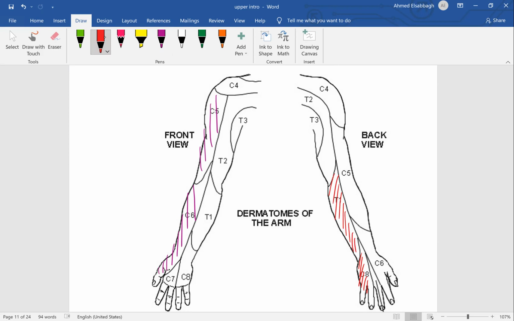So what will happen in case of Erb's palsy? There will be loss of sensation on the lateral part of arm and forearm. What will happen in Klumpke's paralysis, or in case of injury to the lower trunk of the brachial plexus? There will be loss of sensation over the medial part of forearm and hand. Okay, it's very obvious from the picture.